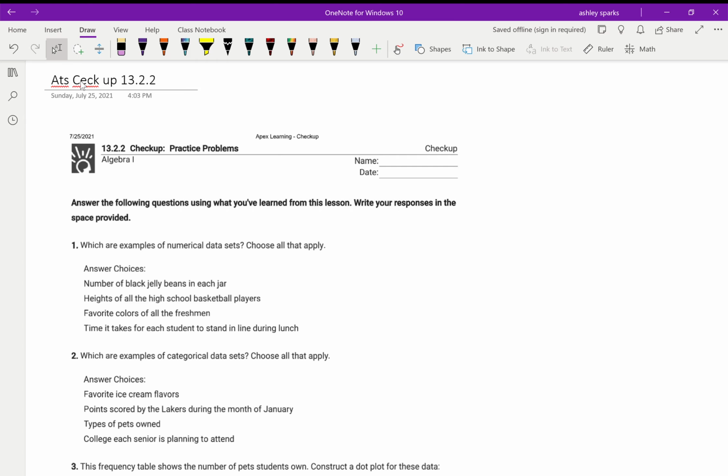Alright, so let's talk about some different types of data or data sets and how to showcase that data. So the first thing we want to talk about is numerical data. Numerical data is just what it sounds like. It's data that's numbers. Okay, so it's something that can be counted.